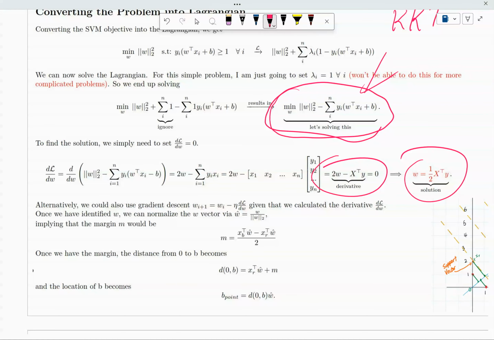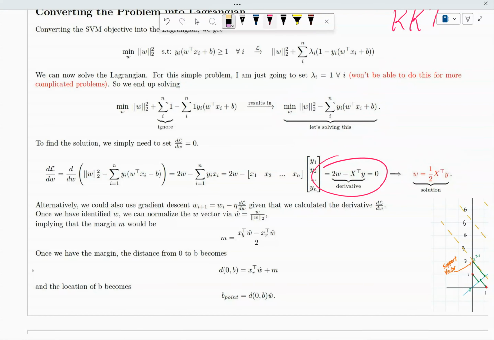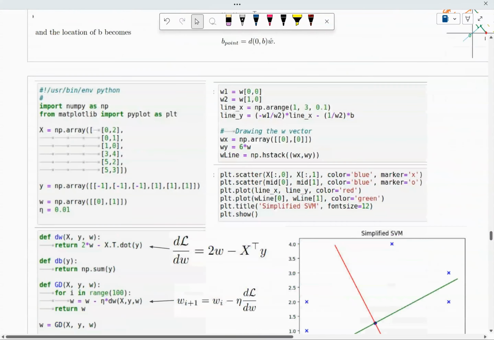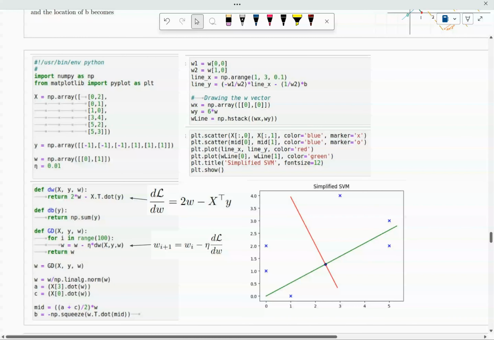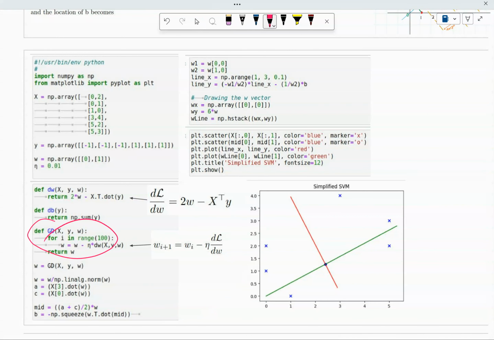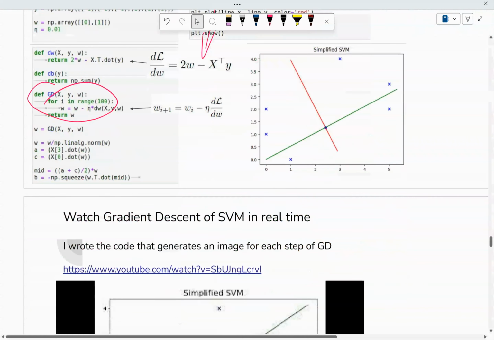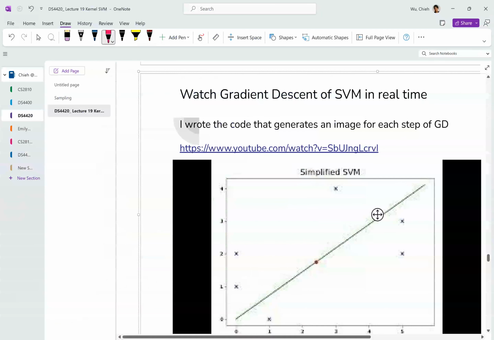So this particular problem gives us the closed form solution for w. Alternatively, if you don't want to use the closed form solution, you could use gradient descent, where you just use the derivative over and over again. So that's an alternative way to solve this. I wrote the code for you guys. This is the particular easy case, and I ran gradient descent using the derivative, and I can show you what it looks like at each step.